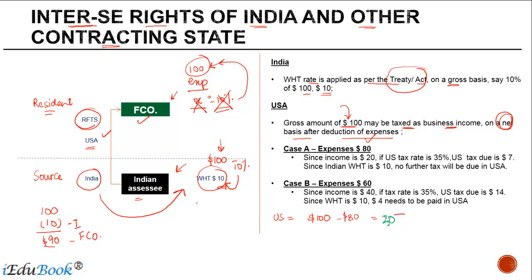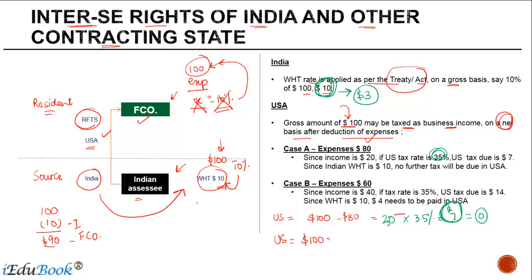Let's say the tax rate in US is 35%. So 35% of 20 gives you $7. So in US, the total tax which is payable is $7. But against this, there is already a withholding tax of $10 in India. Assuming the foreign tax credit is available, there will be no further tax which has to be paid in US. On the contrary, there is an excess withholding tax of $3 which has been levied by India.